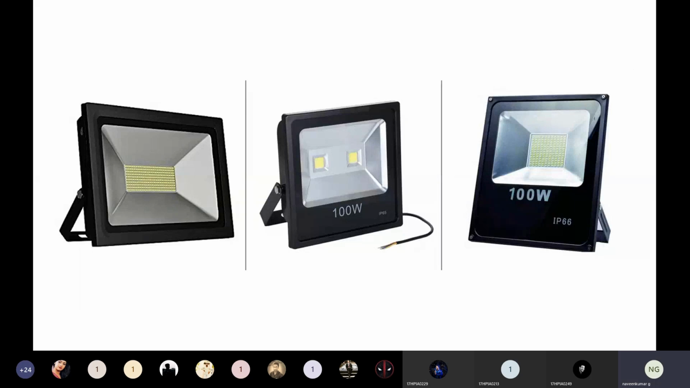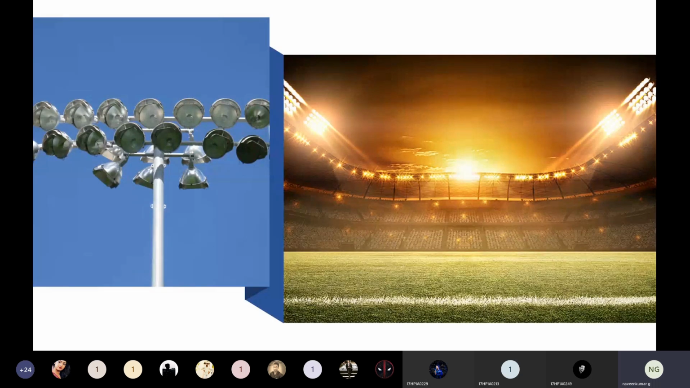These are a few of the floodlight schemes that you can see. What I've shown here are LED type floodlights. You have a rectangular array of LED lights and a square array of LED lights. This one is of 100 watts capacity with Indian specification IP66. This is how the floodlights are arranged on top of a metal tower. This is how a floodlight luminaire is illuminating a stadium.